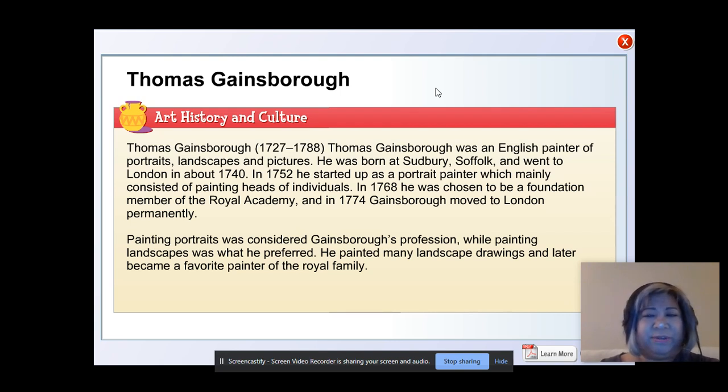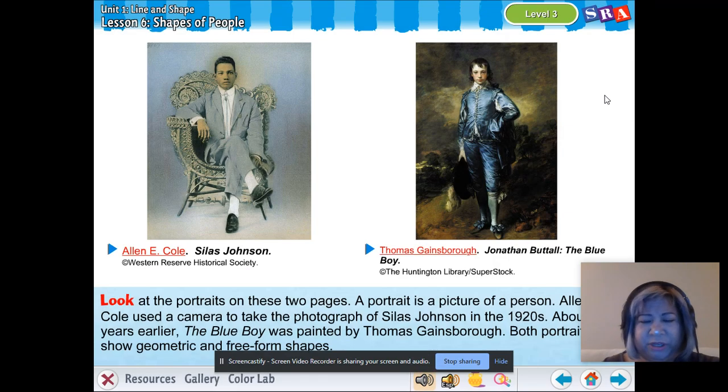In 1768, he was chosen to be a member of the Royal Academy. He moved to London, and then he started painting professionally. While he still really liked landscapes better, he made his money creating portraits. He painted a lot of landscapes and drawings and became a favorite painter of the royal family, where he painted this one particular picture. So anyway, we look at these two paintings. This one was from the 1920s, and both of these paintings show geometric and freeform shapes.